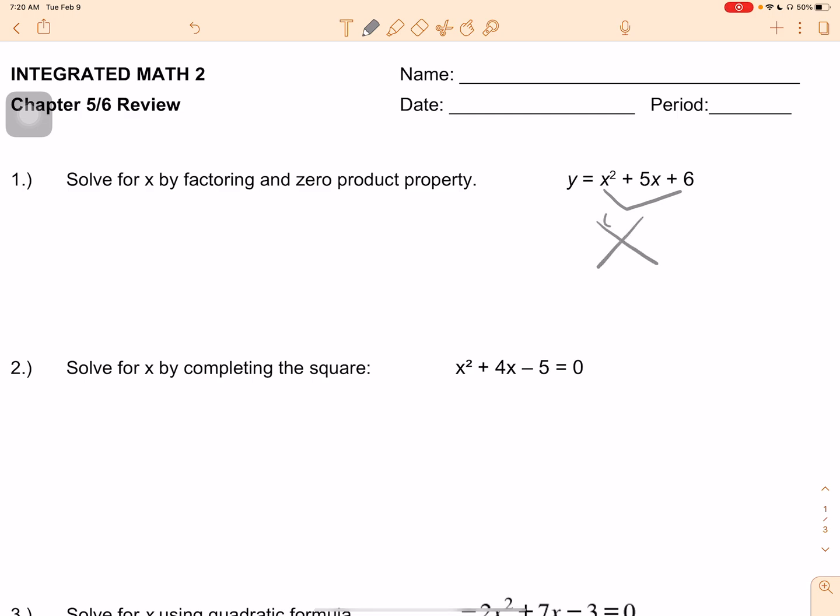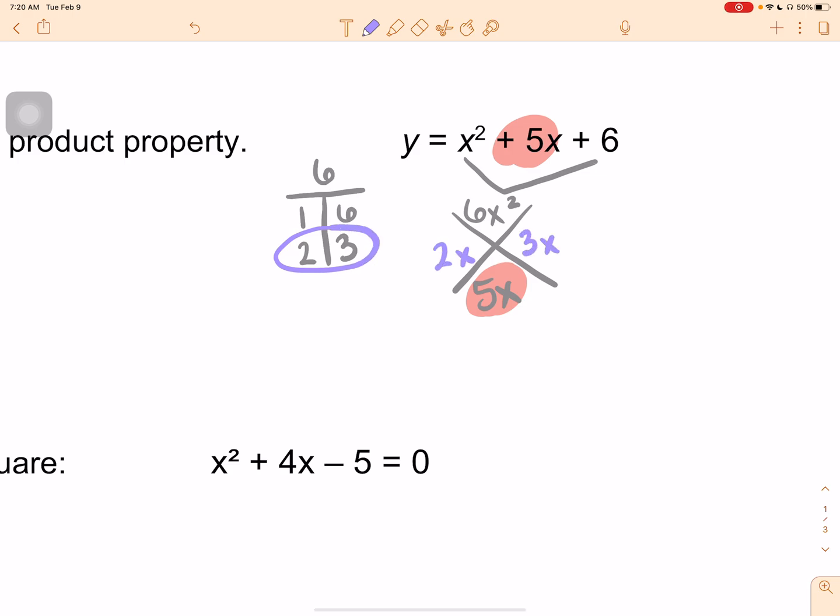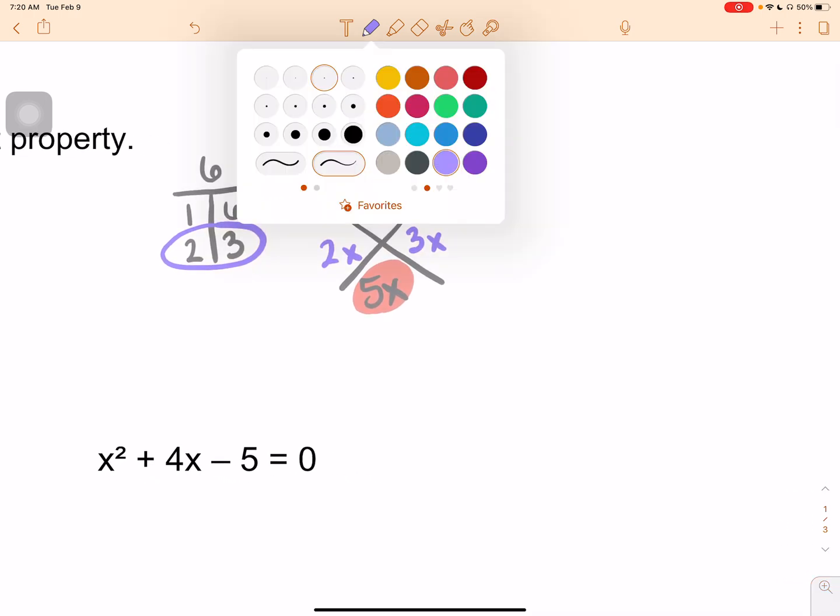So x squared times 6 is 6x squared. That 5x is going to go on the bottom here. We have to find two factors that multiply to 6 but also add to 5. If you want to set up all your factors of 6, we have 1 times 6 and 2 times 3. Now you want to see which of those pairs would add up to 5. In this case, it's going to be the 2 and the 3. So we know 2x times 3x is 6x squared, and 2x plus 3x is 5x.